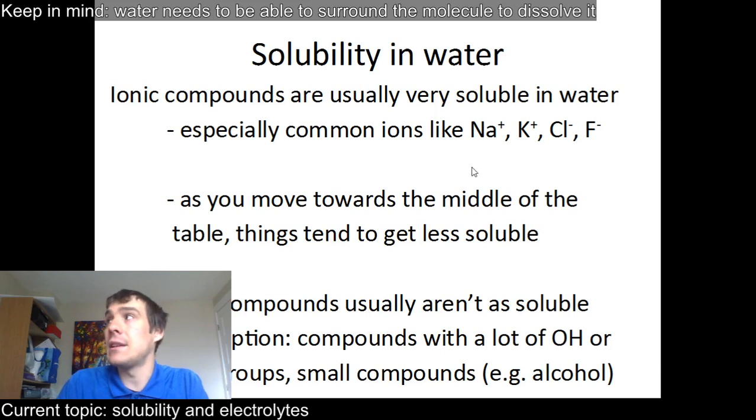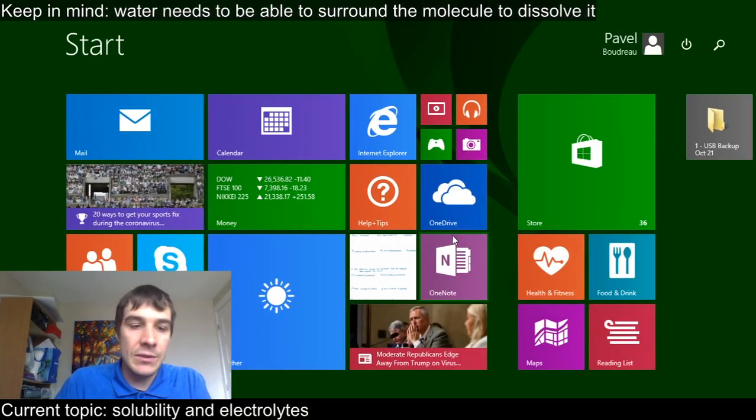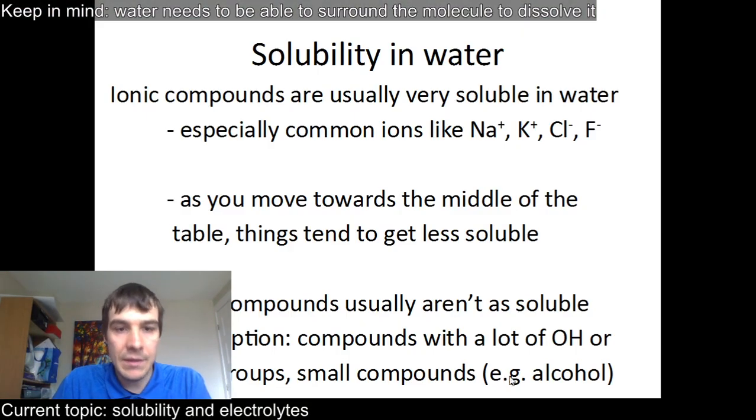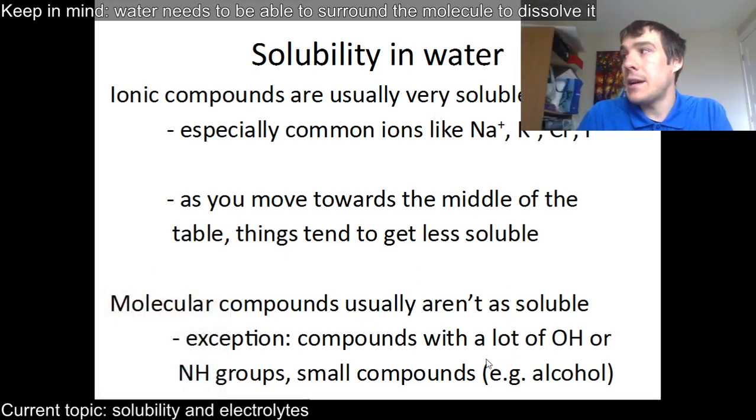But you just have to understand that it surrounds. Water has to surround the molecule to dissolve it. Things get less soluble in the middle of the table. Molecular compounds are usually not so soluble, with a lot of exceptions. In particular, some of these exceptions are if you have compounds with a lot of OH groups or NH groups, because there's a lot of polarity there, the water can come in and surround the molecule. Remember, it has to surround the molecule to dissolve it. And small compounds, like ethyl alcohol, the alcohol that we drink, water has a very easy time surrounding it, especially because it has OH groups on it.